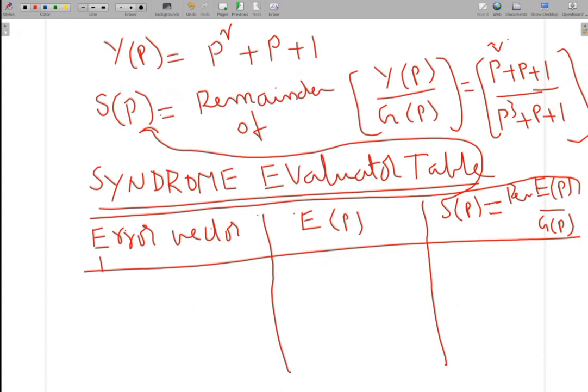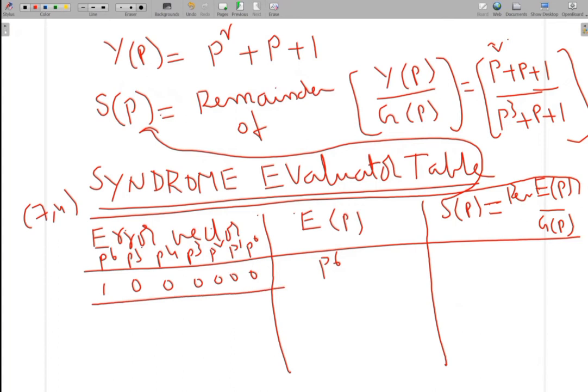Okay. This one is a 7, 4 cyclic code. 7 bits are there: p power 6, p power 5, p power 4, p cube, p square, p power 1, and p power 0. Suppose the first bit is corrupted, the vector is 1 0 0 0 0 0 0. Therefore, E of p is p power 6. Find out S of p. Later I will determine that S of p.